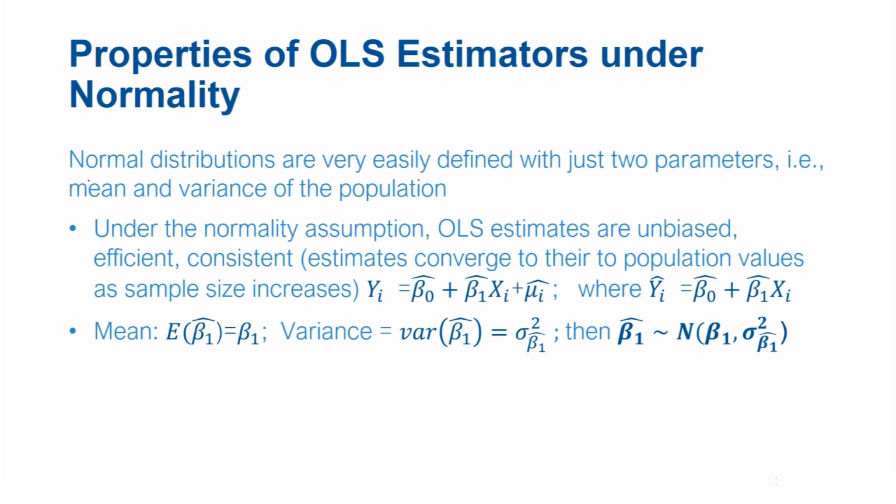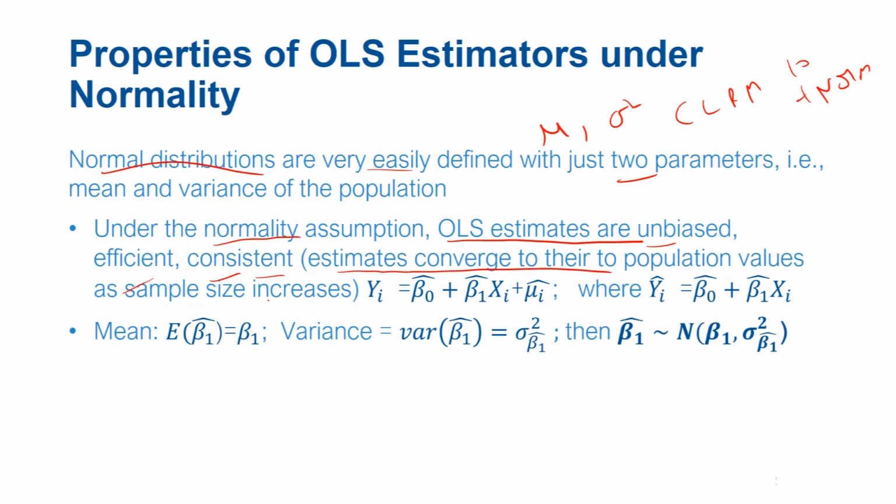Please note that normal distributions, like we said, are very easily defined just by two parameters: the mean mu and the variance sigma square. Now, as we have made the normality assumption and the other classical linear regression model assumptions that we discussed, the 10 assumptions plus normality, OLS estimates are BLUE estimates, that is, they are best linear unbiased, efficient and consistent estimates, as we discussed in the previous video. And since they are consistent, these estimates converge to their true population values as sample size increases.